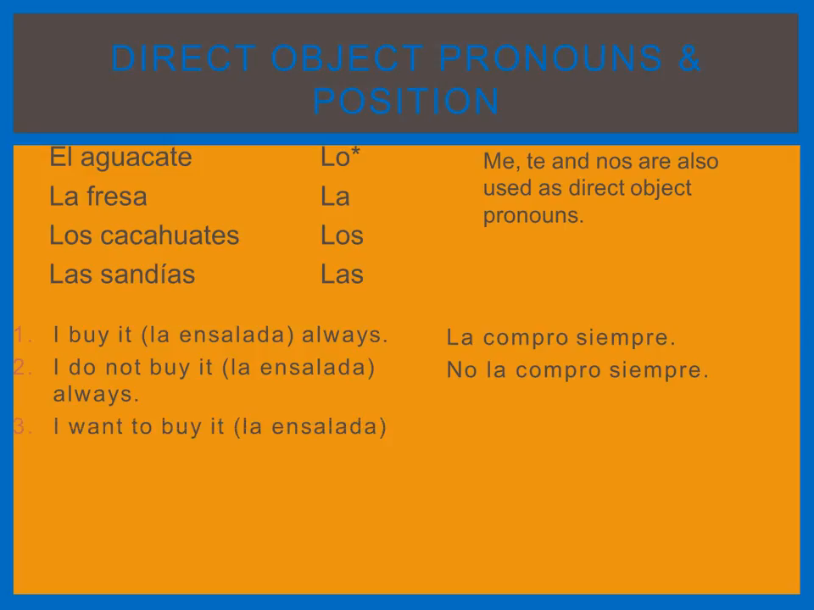I want to buy it has 2 verbs in it. I want is conjugated, to buy is an infinitive. There are 2 positions in this sentence. La quiero comprar is what we've talked about before the conjugated verb quiero.